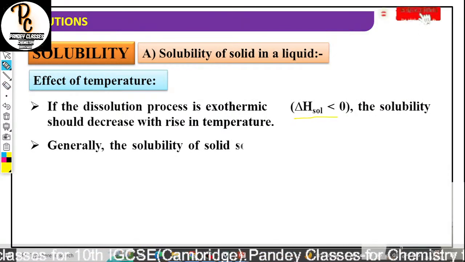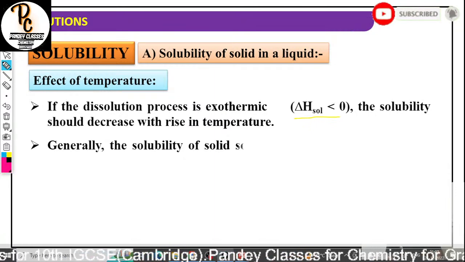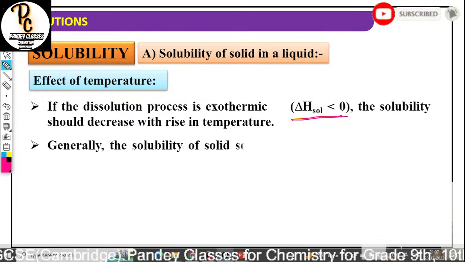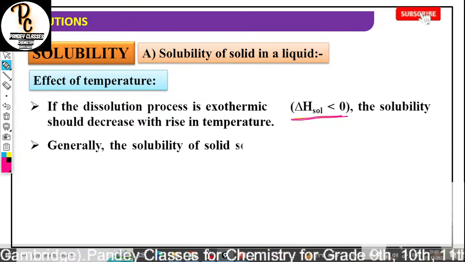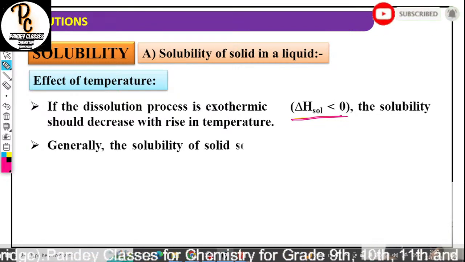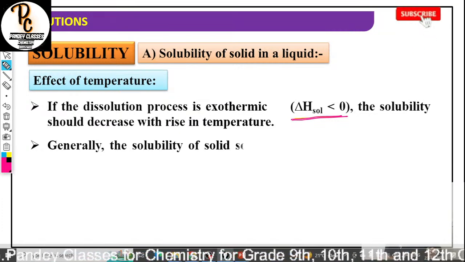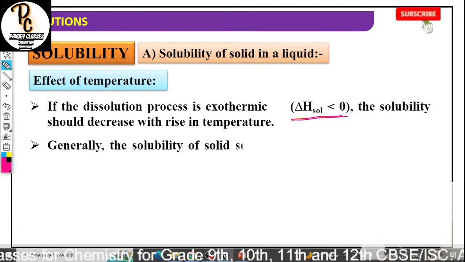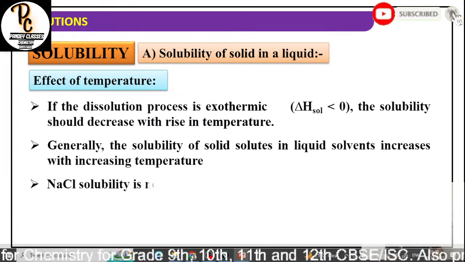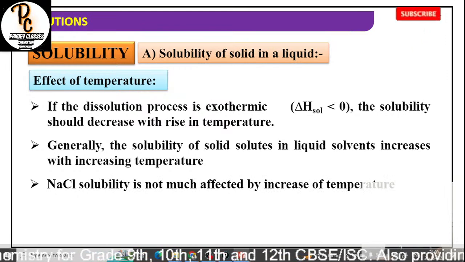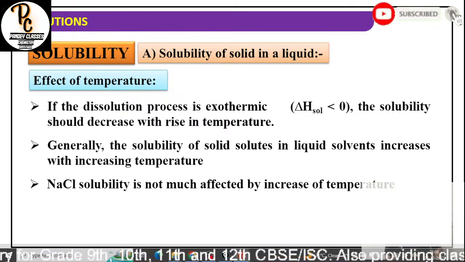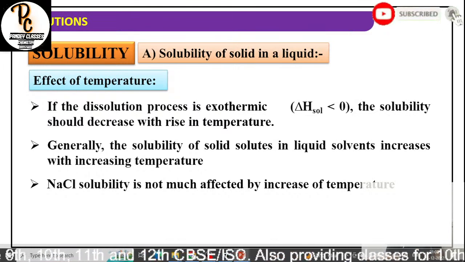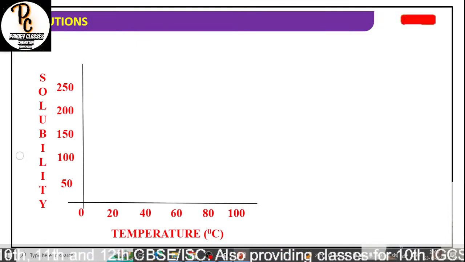Suppose here we have delta X. So it's an exothermic condition. In an exothermic condition, heat is evolved, and if in such a situation we are increasing heat, solubility will somewhat decrease. So here in this case, solubility will decrease with increase in temperature.